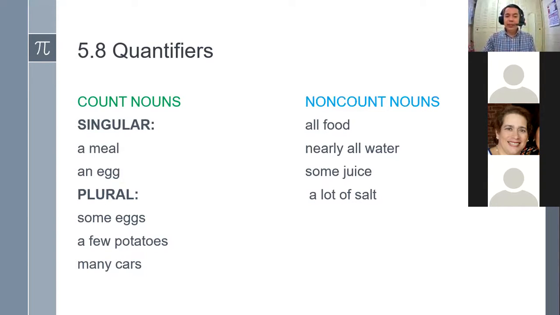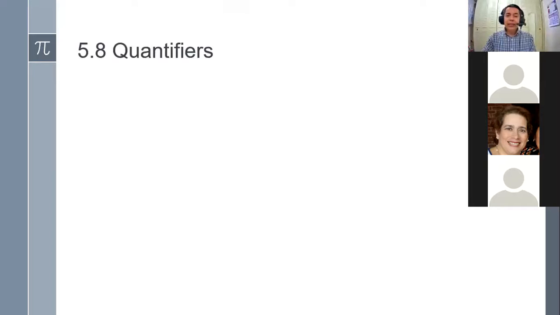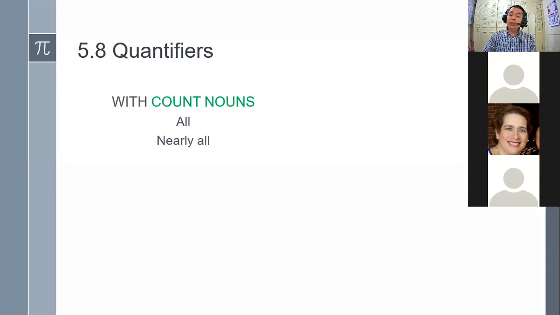Now let's continue, right? Now, we are going to say which expressions are used with count nouns and which expressions are used with non-count, right? ¿Cuáles expresiones de estas quantifiers podemos usar con nombres contables y cuáles podemos usar con no contable, right? Okay, y cuáles podemos usar en ambos?